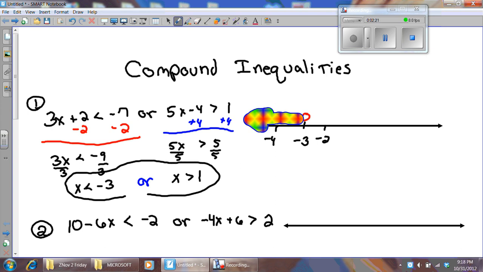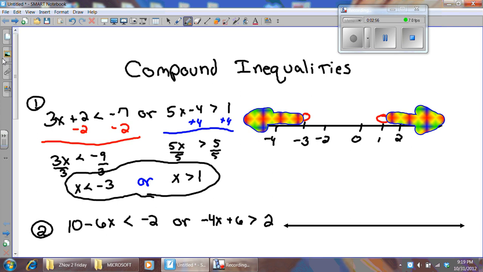This is your solution. Not each part individually, but both together. X is less than negative 3, or x is greater than 1. So I need to show a positive 1 on here. And if I want to show 0 and 2, I can. And again, it'll be an open point. And I'm going to shade to where the numbers are greater than 1. Well, that would be to the right of 1. And there we go. It's just that simple, ladies and gentlemen.